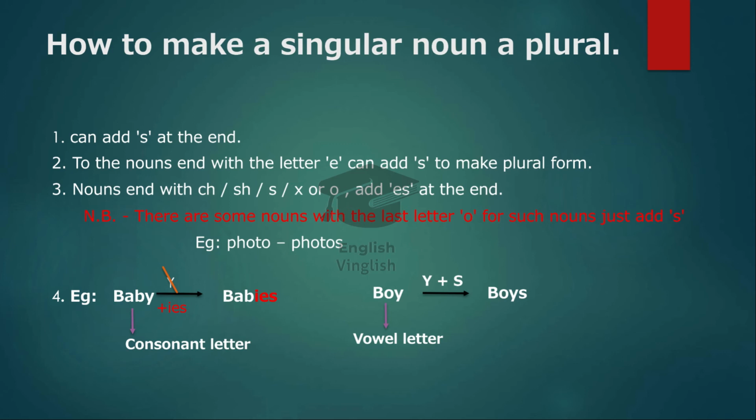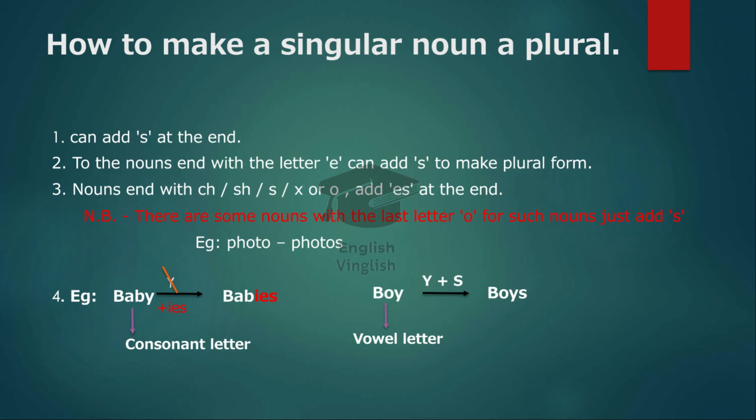Second one, to the nouns that end with the letter E, we can just add s to make the plural form. For example, course, courses, purse, purses, table, tables. Third one, nouns that end with ch, sh, s, x, o, add es at the end. For example, bush, bushes, class, classes, match, matches, kiss, kisses, etc.